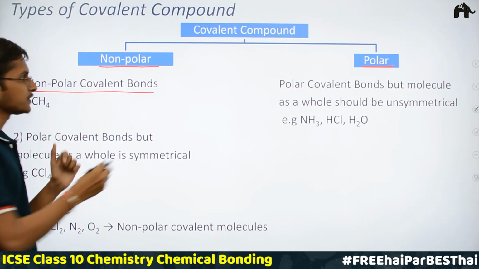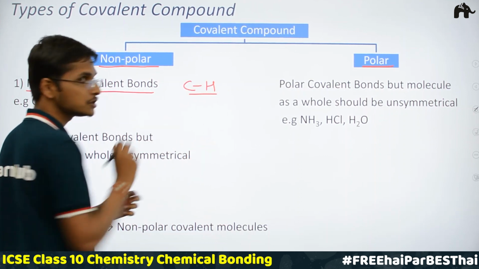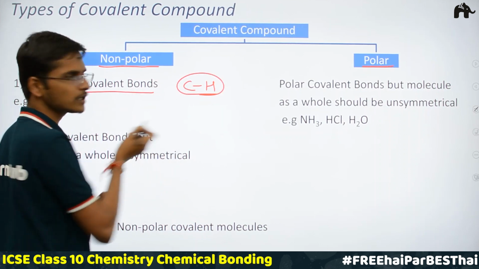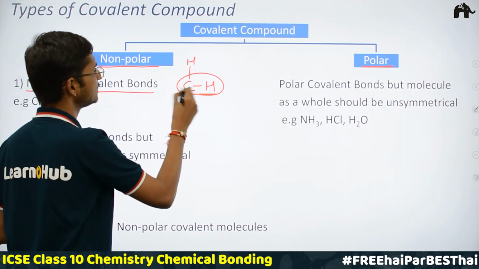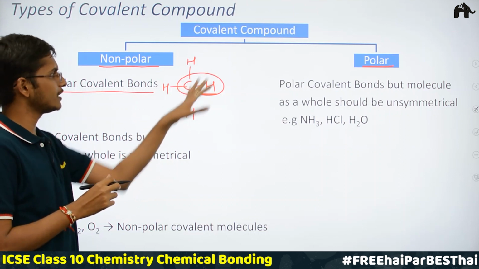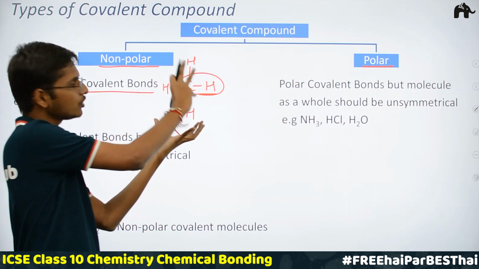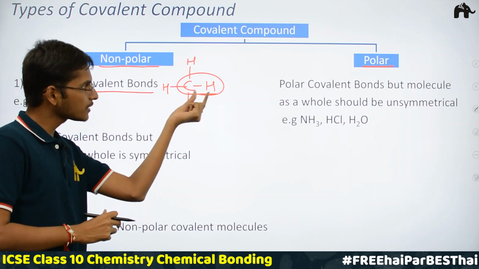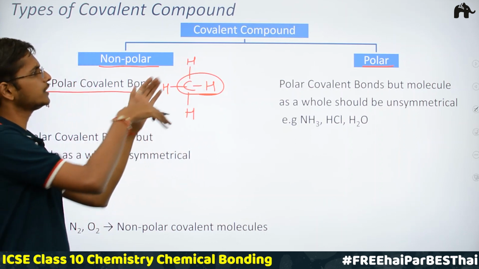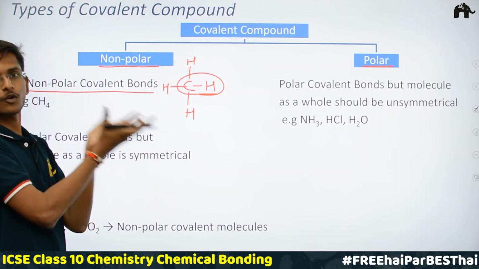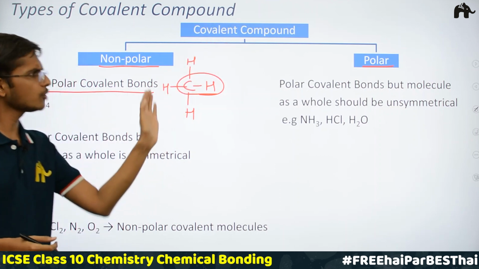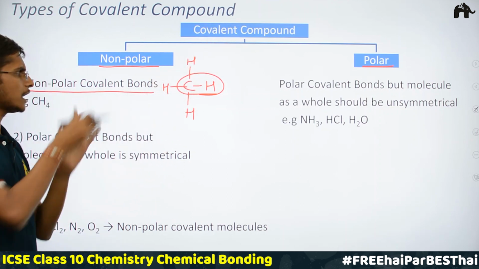Just now we have seen the carbon hydrogen bond is non-polar, an exceptional case. And because of these non-polar carbon hydrogen bonds, the methane molecule has this structure. We can represent the methane molecule like this, and since each of these carbon hydrogen bonds is non-polar, the entire molecule becomes non-polar, and we therefore call this a non-polar covalent compound, or non-polar covalent molecule as well.